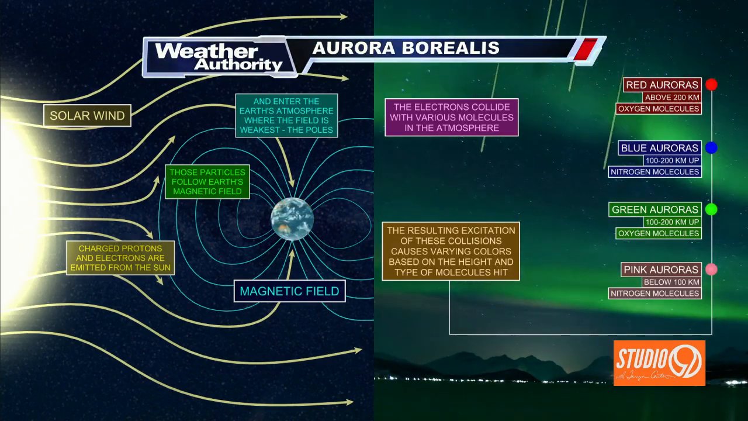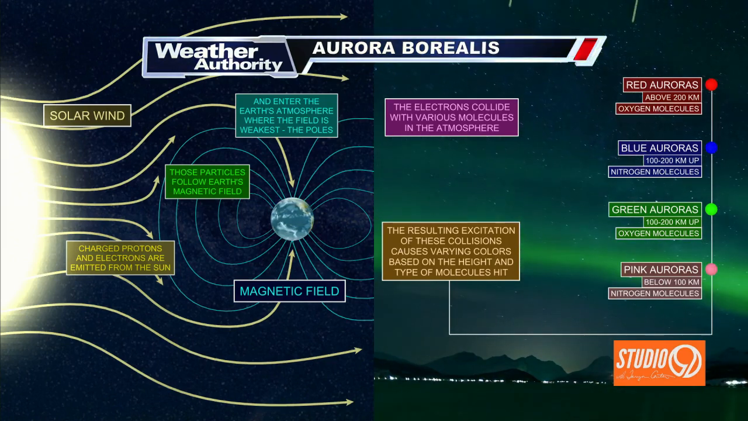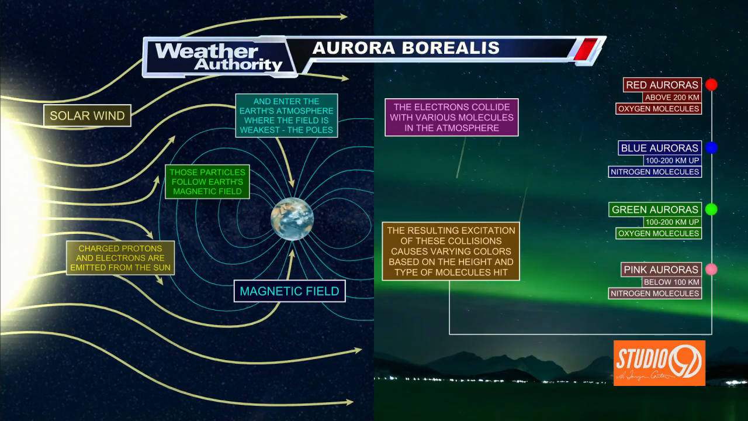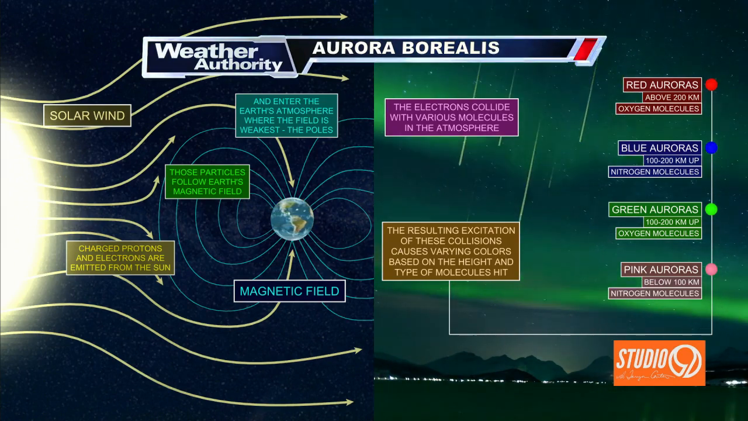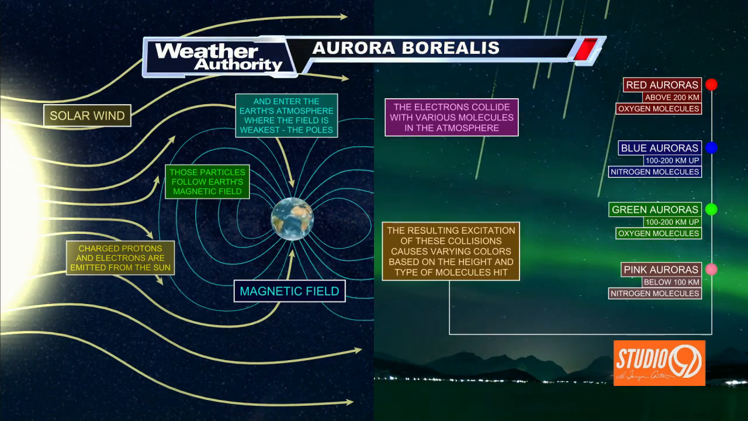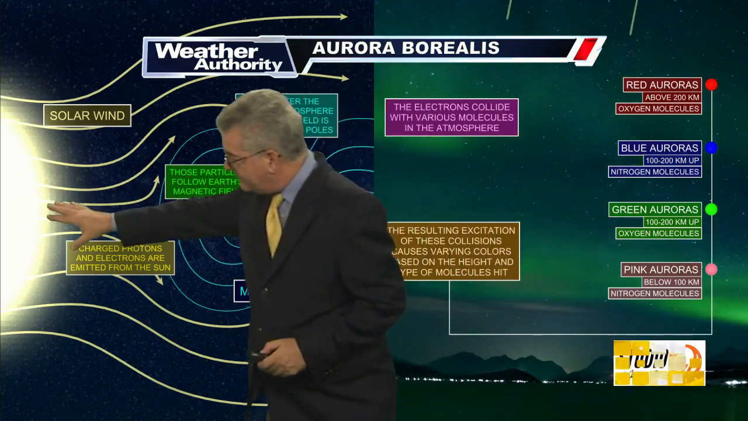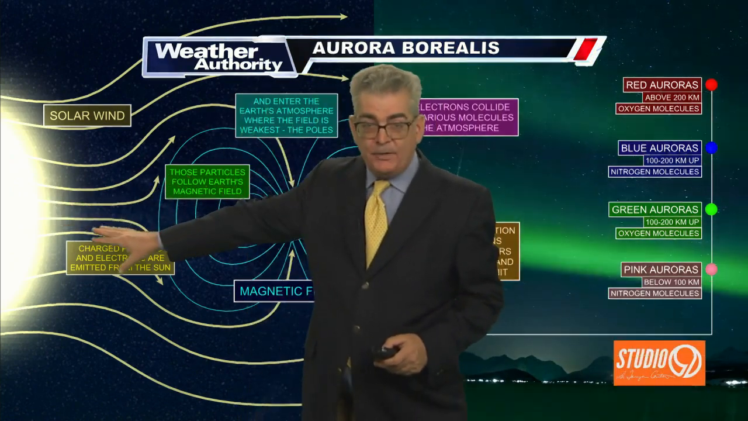If it's oxygen molecules and the altitude, you get a red aurora. A blue aurora is in between. It's nitrogen molecules, but in contrast, pink auroras are also nitrogen molecules, but they're below 100 kilometers. So basically, it all comes down to, Tanya, when you get this little piece called a solar flare that breaks away from the sun 93 million miles away, and it enters our atmosphere, and bumps into some of the magnetic field and the molecules that we have in the air.